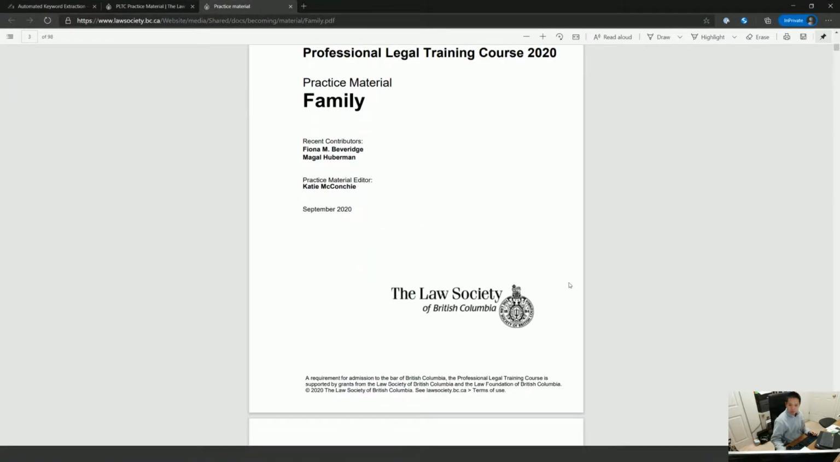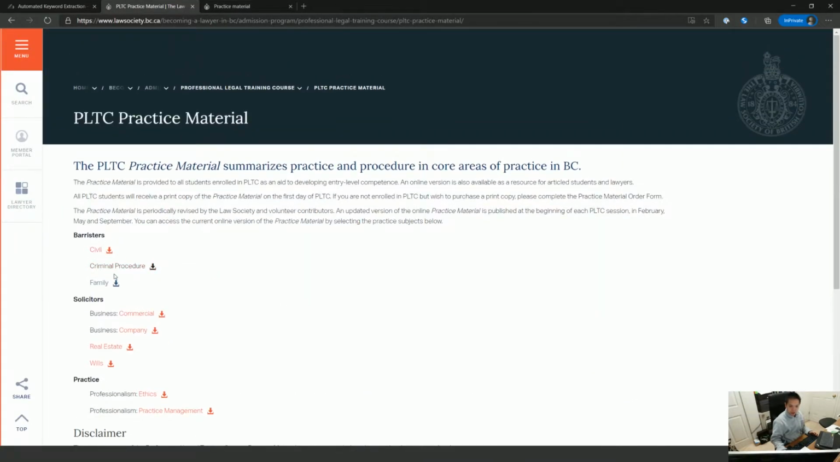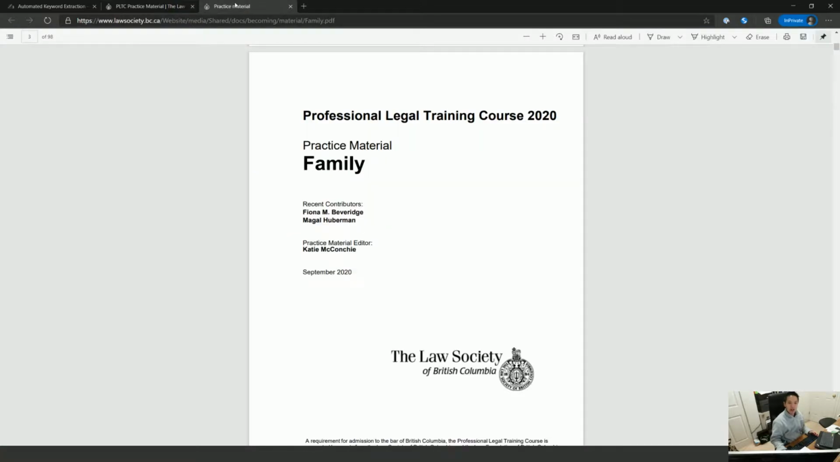So this was, I guess, a textbook, a practice material. Textbook for family law that I needed to read through. There are a couple of these, so if you look, there's 1, 2, 3, 4, 5, 6, 7, 8, 9 of these that I had to go through, and our little study group built these indices.